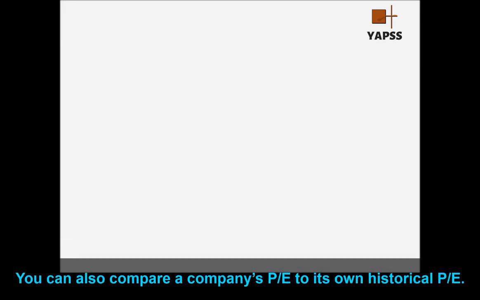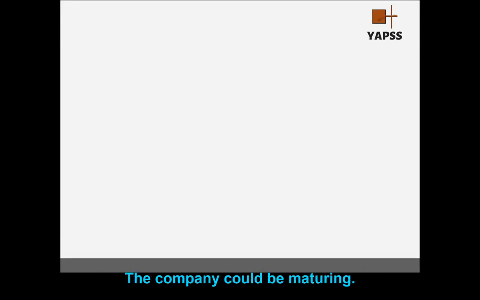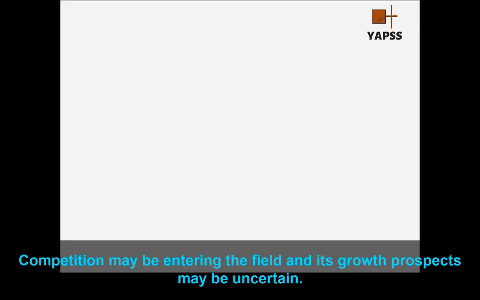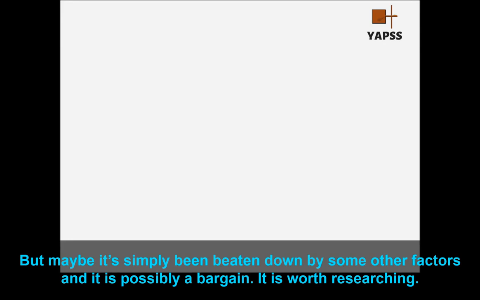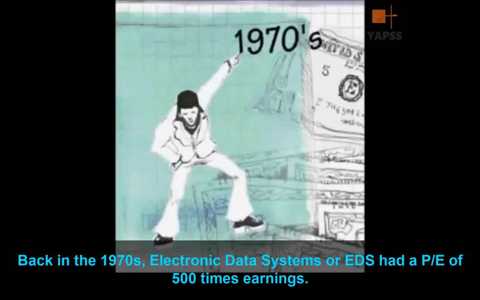You can also compare a company's PE to its own historical PE. If a company normally sells for 25 times earnings, and now it's selling at 15 or less, you have to ask yourself why. The company could be maturing, competition may be entering the field, and its growth prospects may be uncertain. But maybe it's simply been beaten down by some other factors, and it's possibly a bargain. It's worth researching.